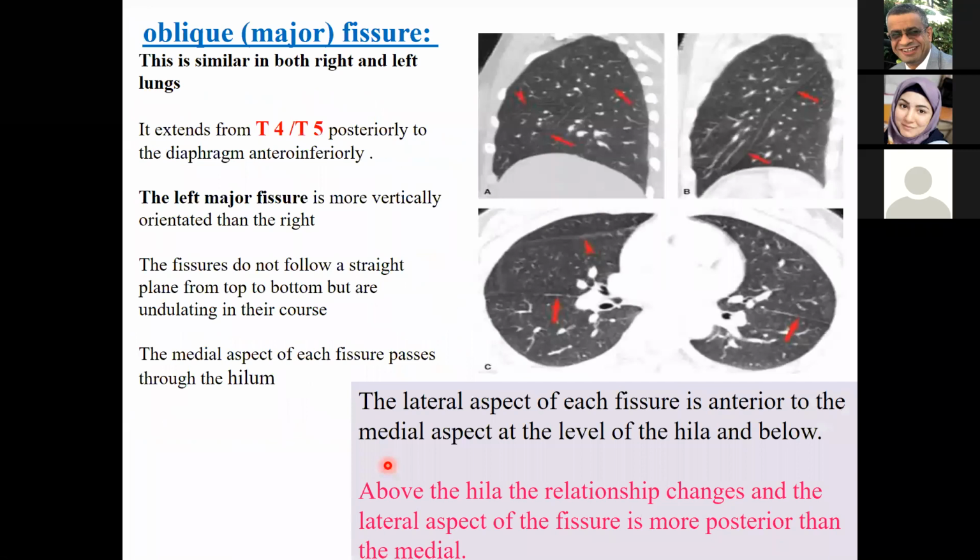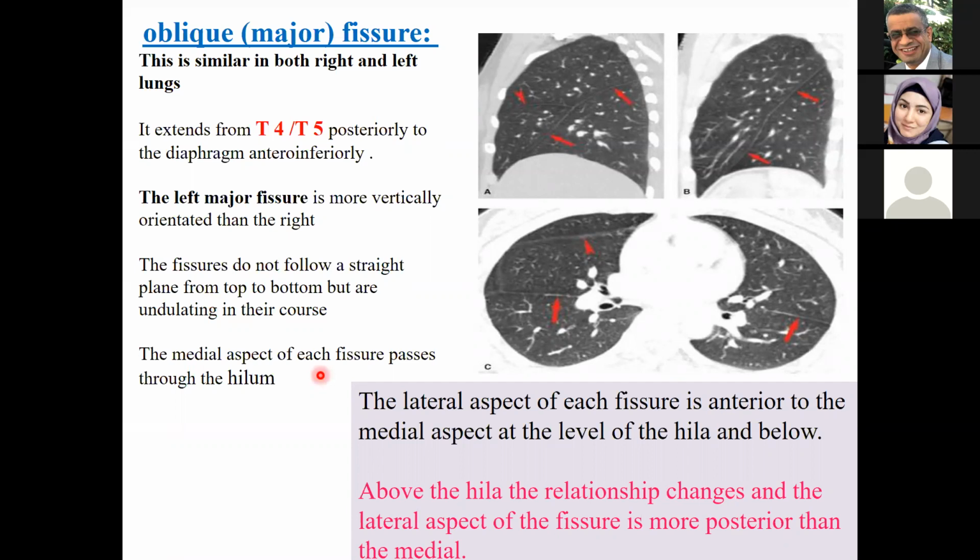Oblique major fissure: this is similar in both right and left lungs. It extends from T4, T5 posteriorly to the diaphragm anterior-inferiorly. The left major fissure is more vertically oriented than the right. The fissures do not follow a straight plane from top to bottom, but are undulating in their course.